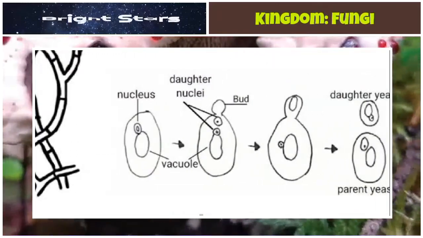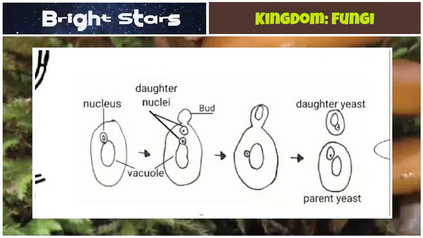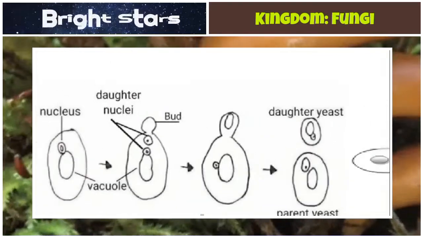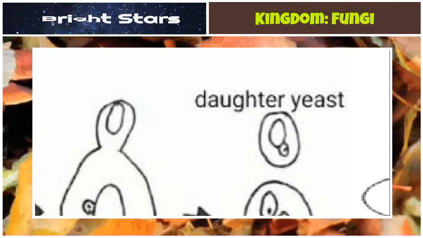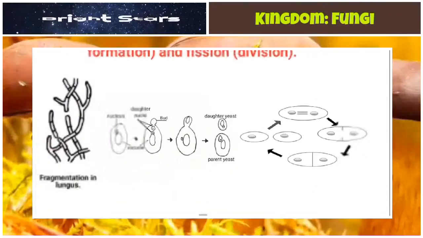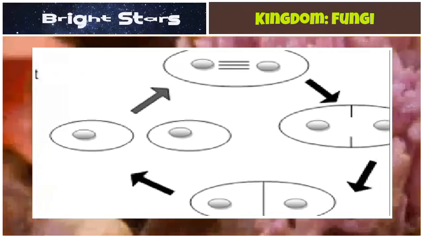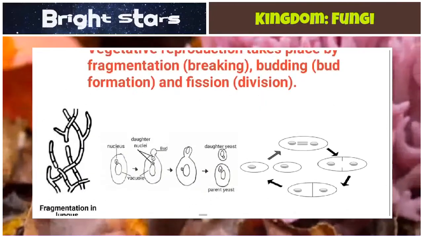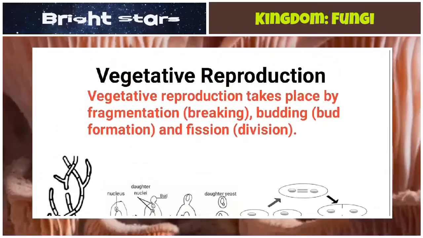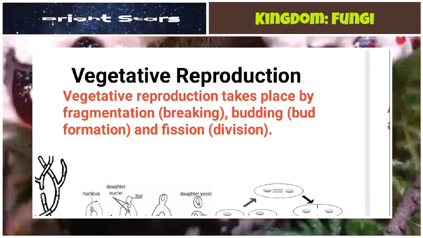Here you can see budding in the case of yeast cells. From the cell a small bud develops. That bud develops and finally detaches from the mother cell to become a daughter yeast. So next thing is fission. Here one cell divides into two cells. This is called fission. So vegetative reproduction in fungus is of three kinds: fragmentation, budding and fission.